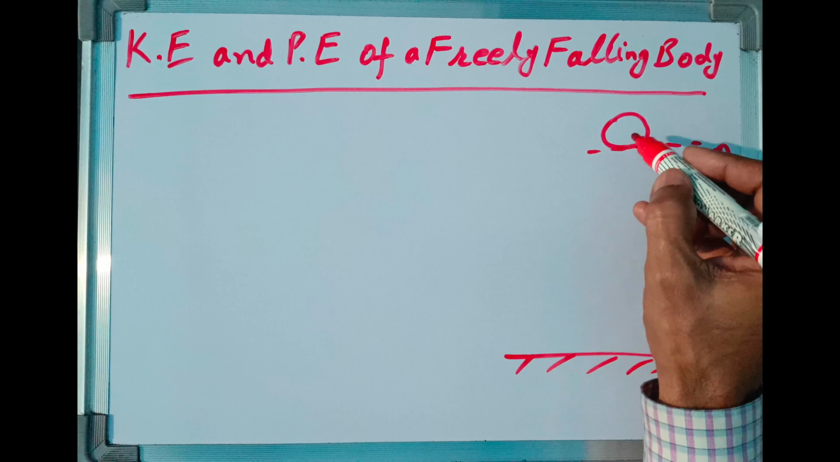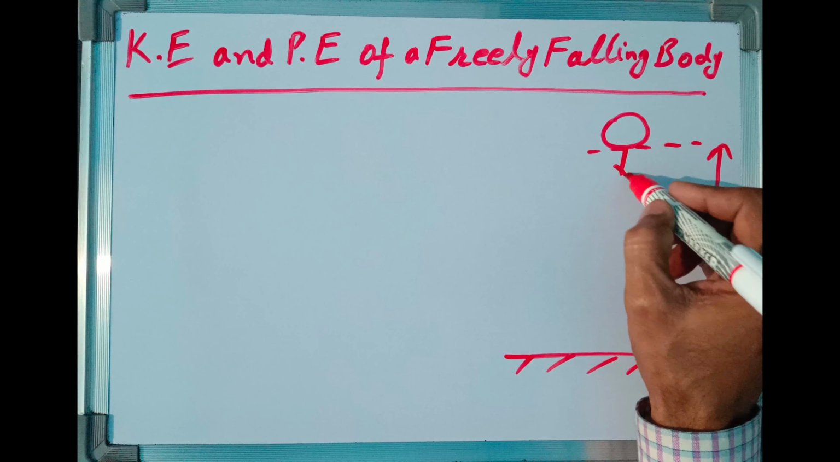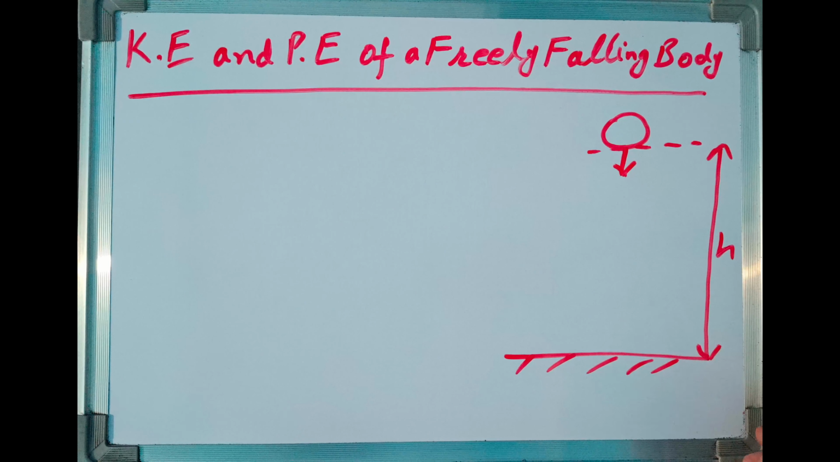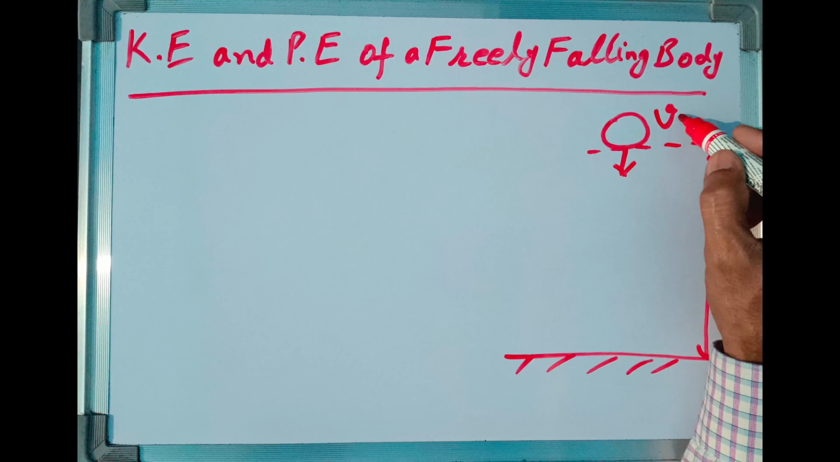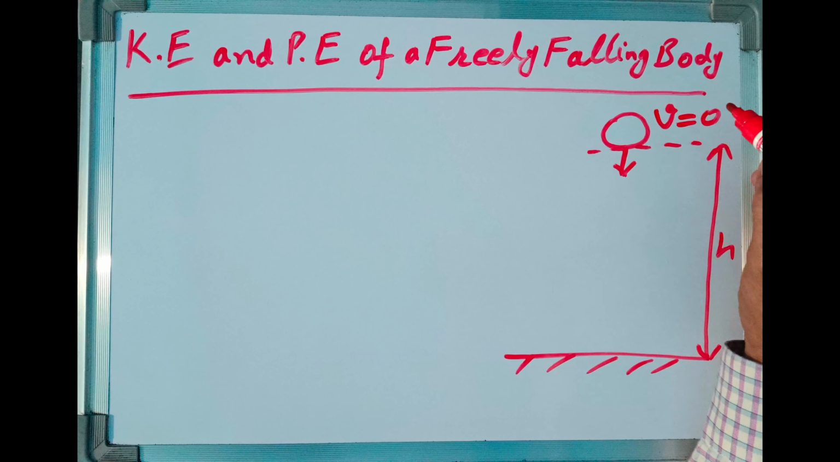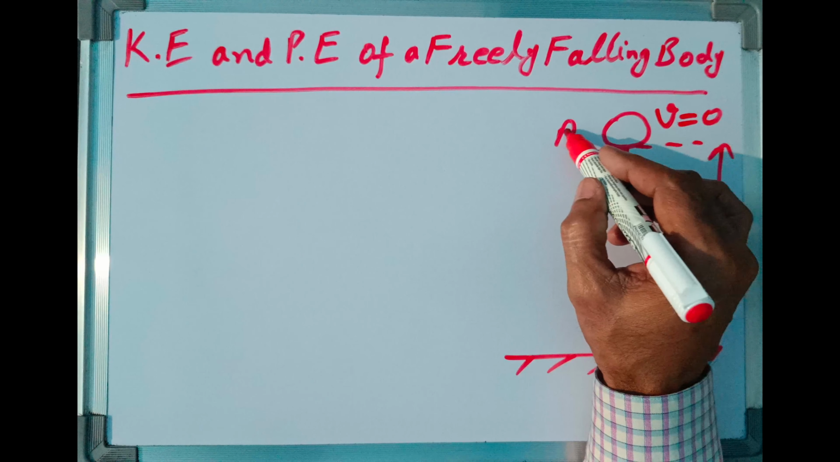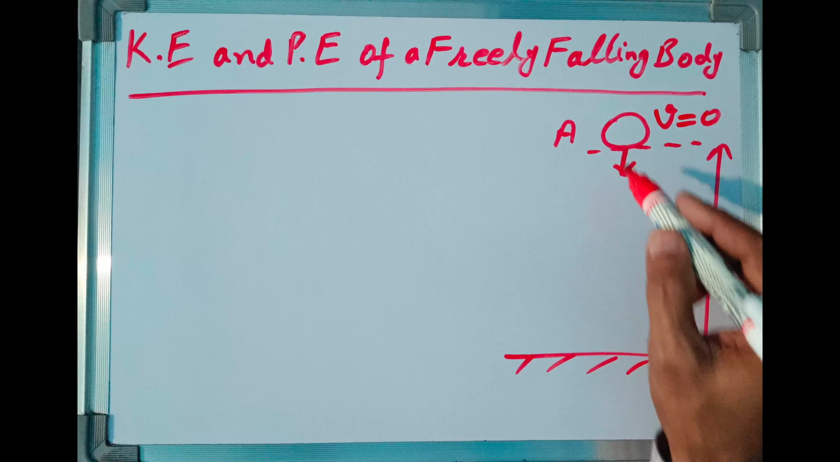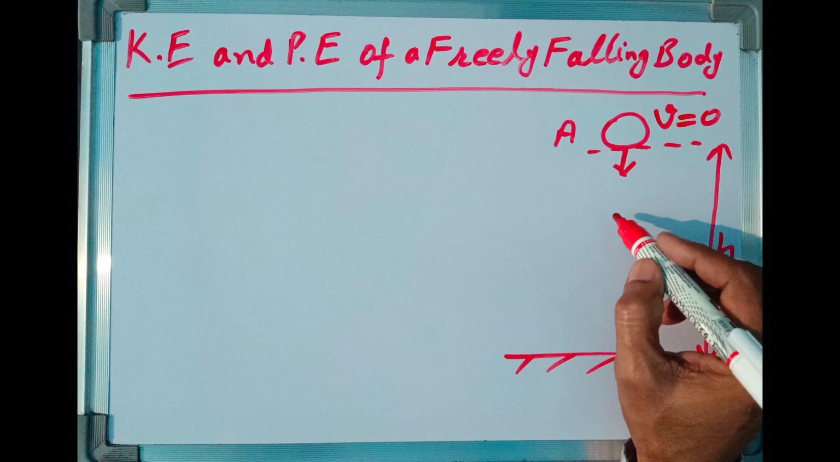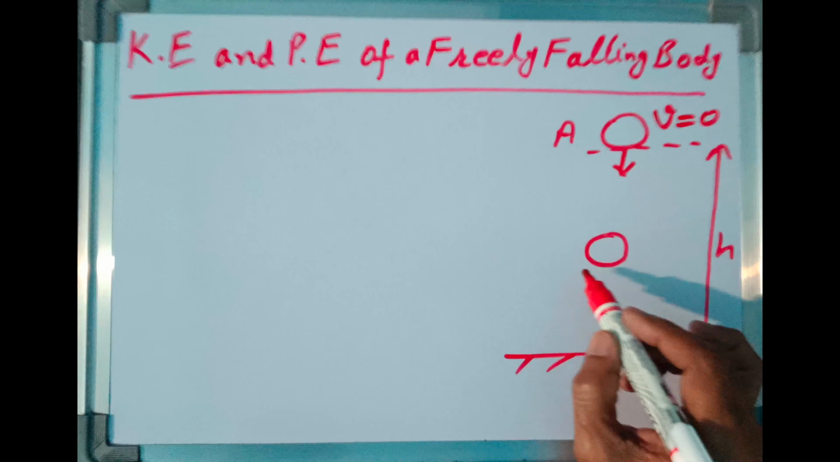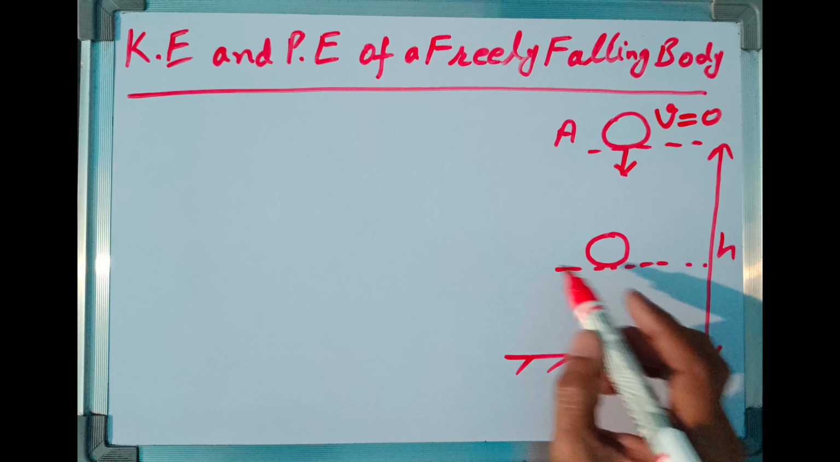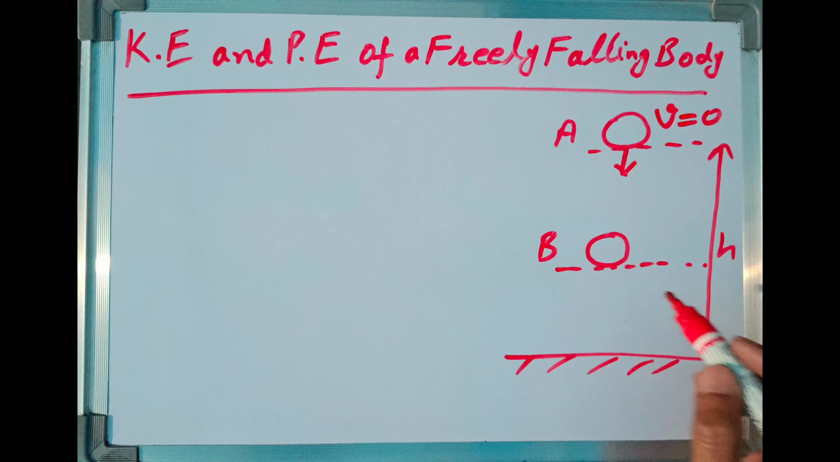If this body is dropped freely without giving any speed initially, then this is called free fall of the body. Means velocity, speed of body at the starting point is equal to 0. Let me call this position as position A. During its fall, let us consider any other position. Suppose it is position B.